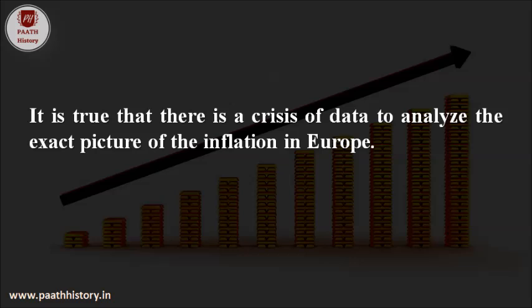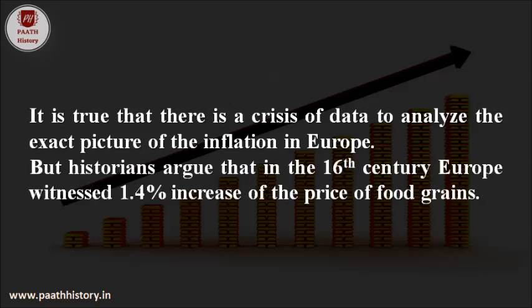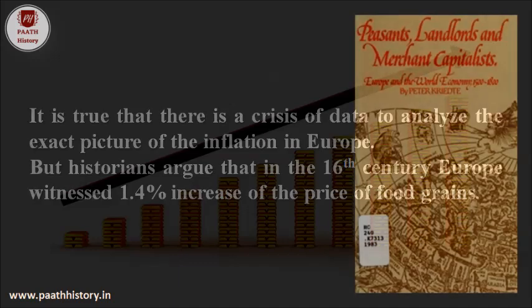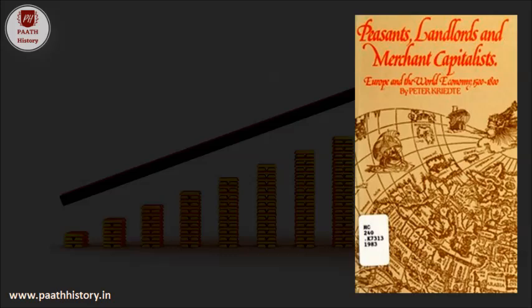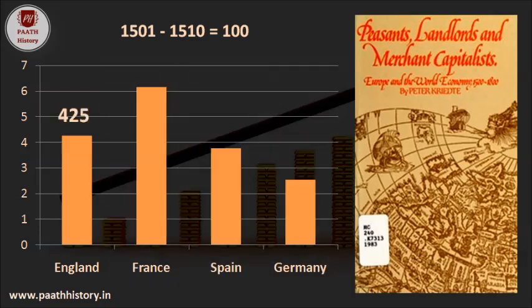It is true that there is a crisis of data to analyze the exact picture of the inflation in Europe. But historians argue that in the 16th century Europe witnessed a 1.4% increase in the price of food grains. According to the data mentioned by P. Creed in his Peasants, Landlords and Merchant Capitalists, if we state that between 1501 and 1510 the price was 100, then in 1600 the prices in England, France, Spain and Germany were 425, 615, 376 and 255 respectively.